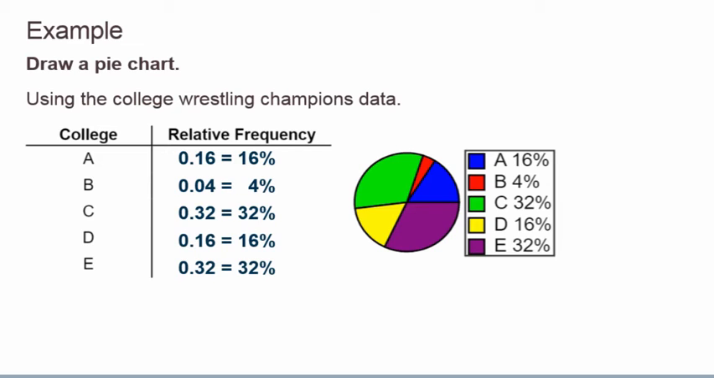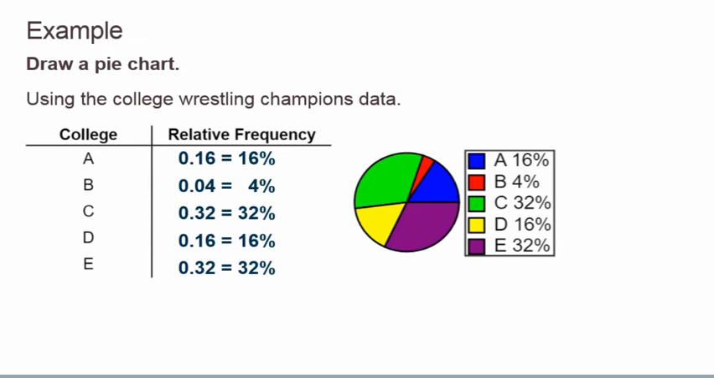The smallest pie piece is B, which is red, at 4%. Moving clockwise, we then have A, which is blue, at 16%. Below that, E, which is purple, at 32%. Then D, which is yellow, at 16%. Finally, C, which is green, at 32%.